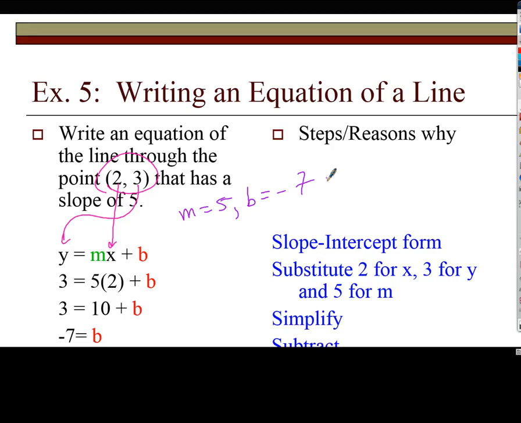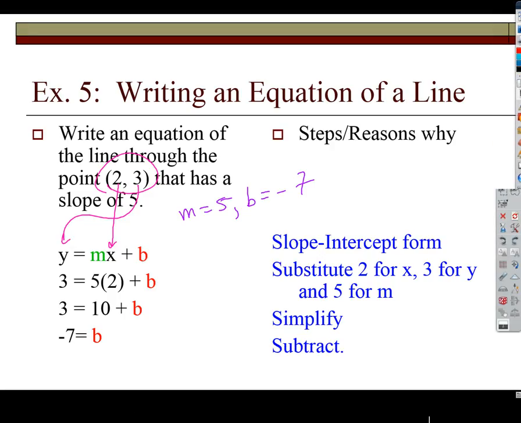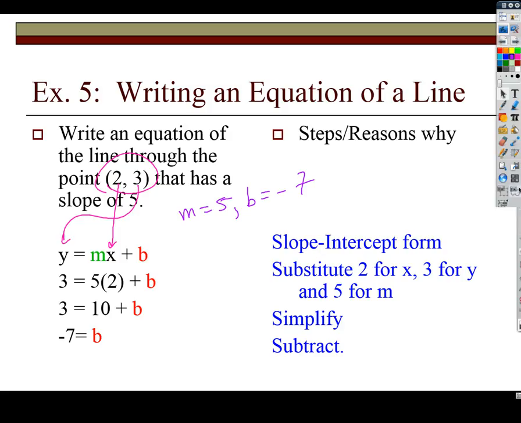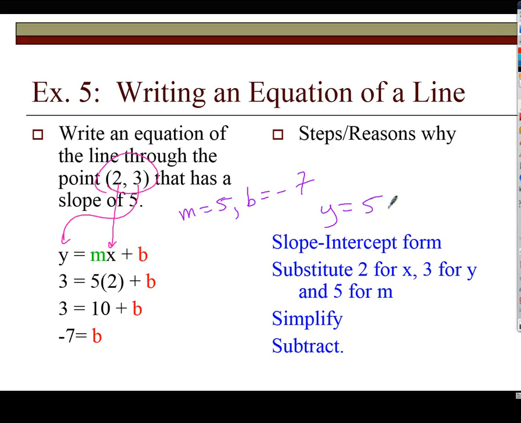That's it. So what's the answer going to look like if I write it down? Yeah, y equals m, which is 5, x plus -7. How do we write plus -7? Minus 7. So that's what you're going to enter in Moodle. The equation of the line.